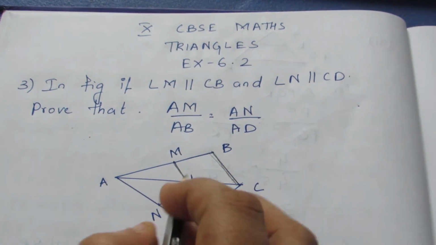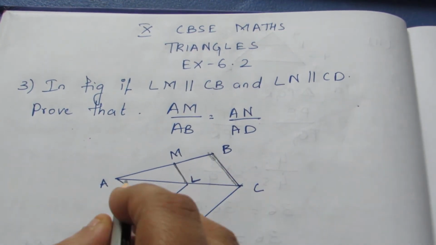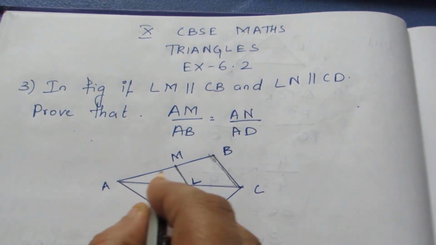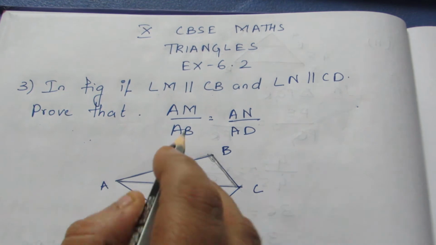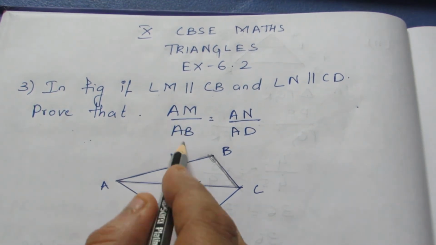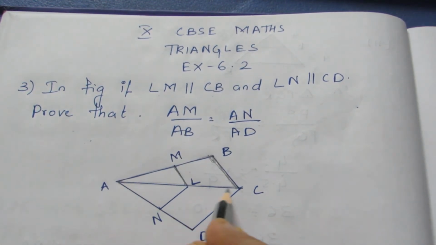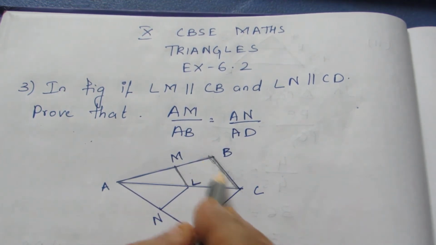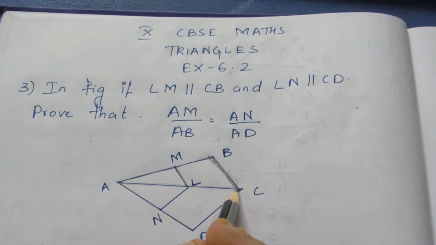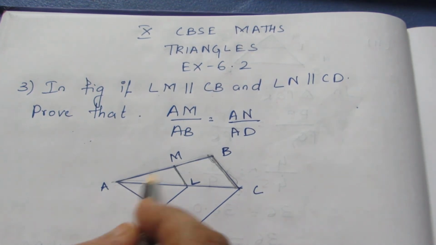So now we know that LM is parallel to CB. If I take this triangle ABC, so we want to prove something in ratio. So if I take this triangle, always take a triangle with the bigger base. So the base is here, the bigger length is here. So I am taking this triangle ABC.